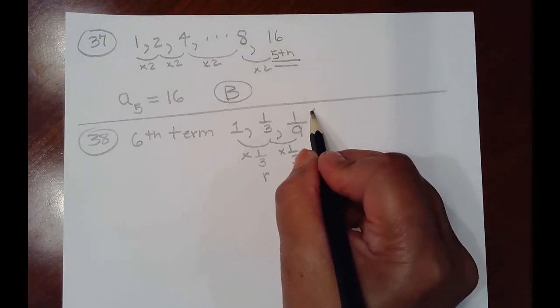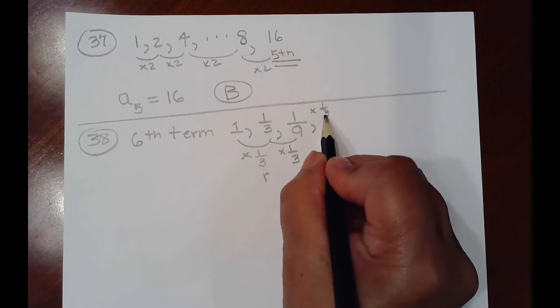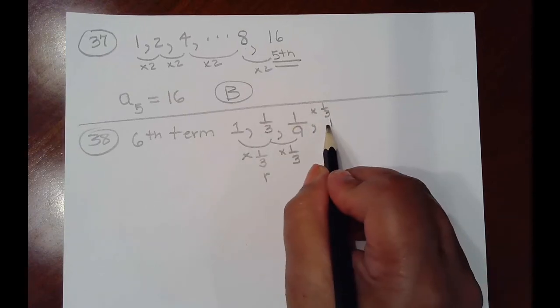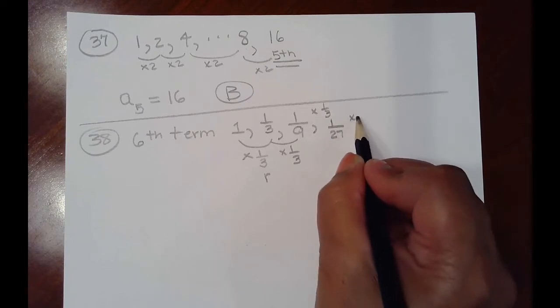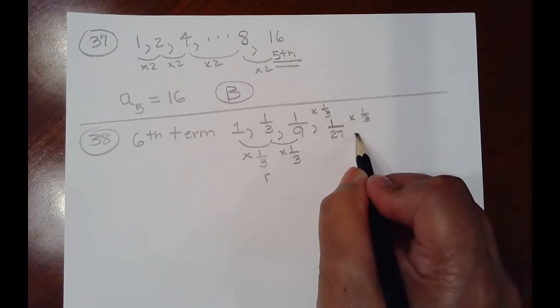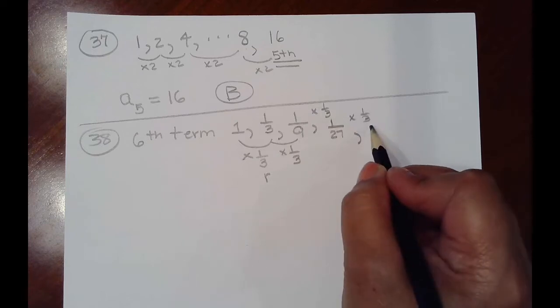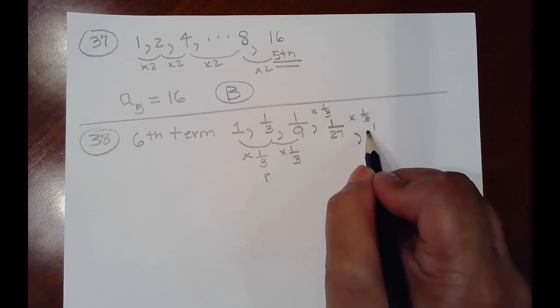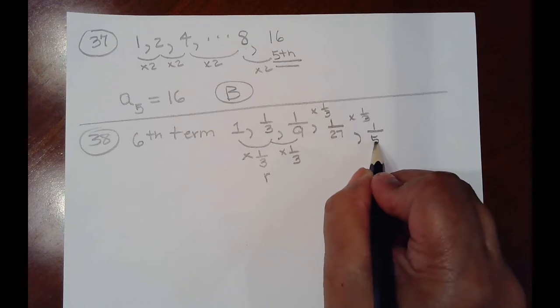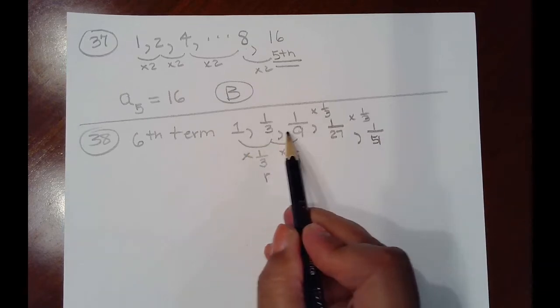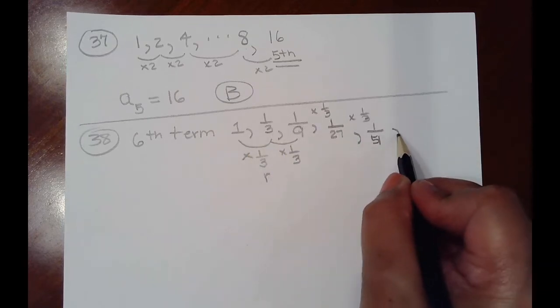So just use it again. Multiplying by 1/3 again, that would be 1 times 1 is 1, 9 times 3 is 27. Multiply by 1/3 again, and the next term would be 1 times 1 is 1, and 27 times 3 is 81. Okay, you're up to 1, 2, 3, 4, 5. One more.